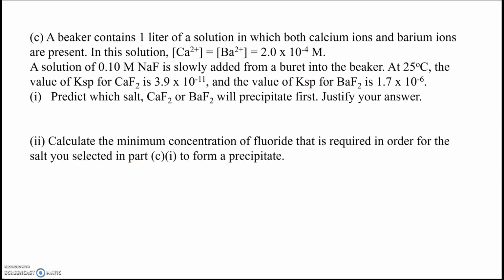All right, now we have a beaker which contains a liter of a solution in which both calcium ions and barium ions are present. And in this solution, they are both equal to each other at 2.0 times 10 to the minus 4th. And I'm slowly pouring in sodium fluoride. And they give us two different KSPs, one for calcium fluoride, one for barium fluoride. And they're asking us which one will precipitate first and why.